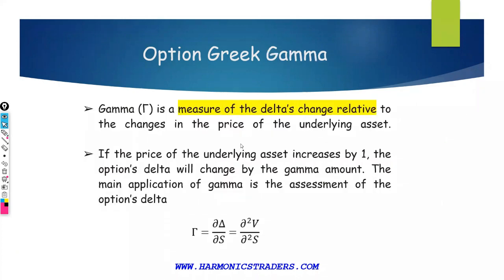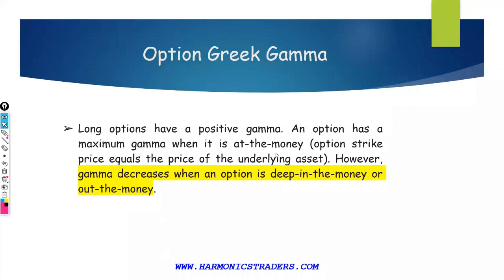Gamma, so it is measuring the change of delta. That's it. And remember, gamma decreases when it is deep in the money or out of the money, because the theta does not have a very big role to play in it. So gamma does not come over there.